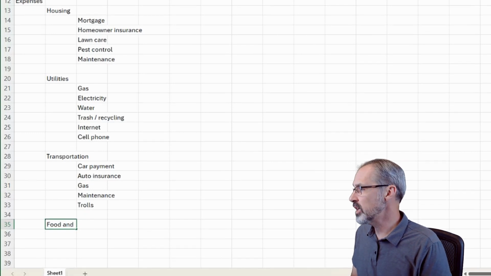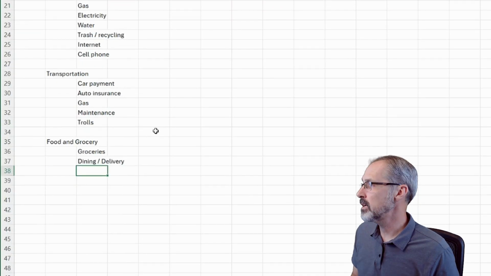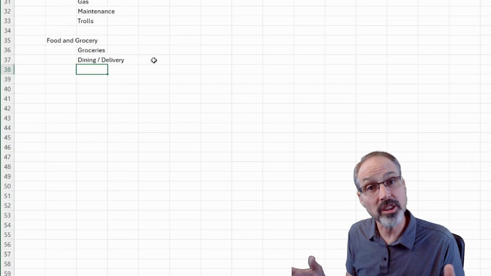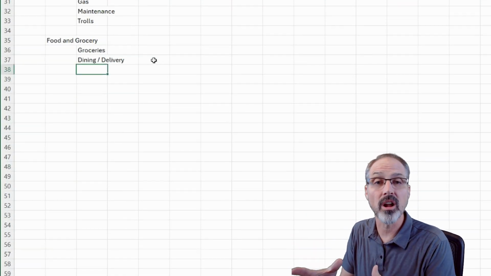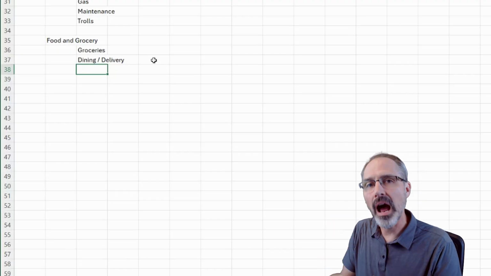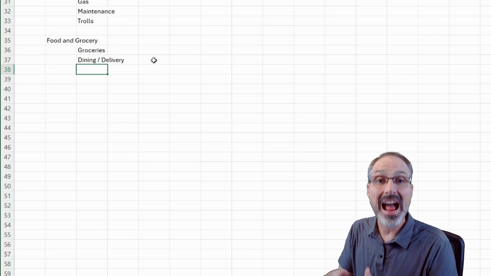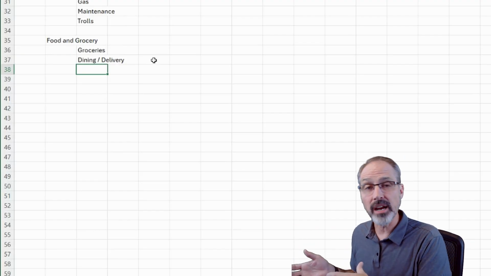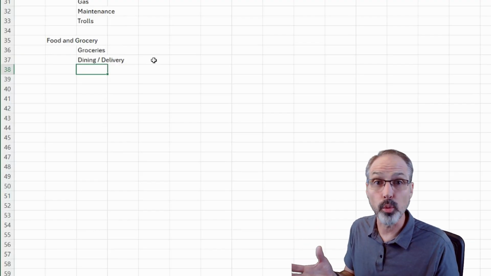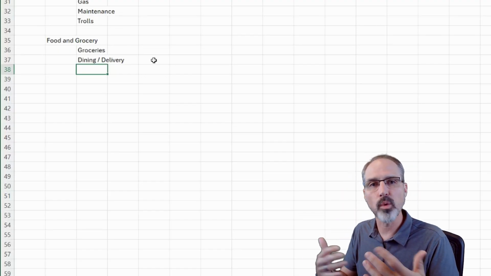All right, food and grocery. Some people don't like to split those out. Food is food, and they just want to put it all together. One reason I split it out is because you can lose a lot more money in dining out and delivery and those things faster than you can with just buying groceries. And that's not to say that we're going to stop doing any of those things. It's just helping us understand where the money is going.